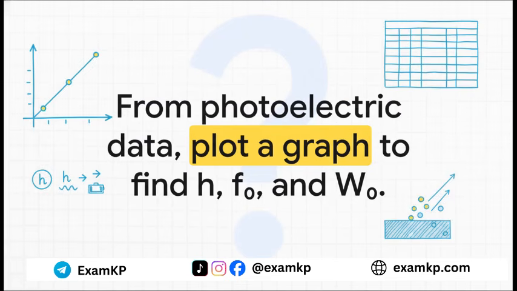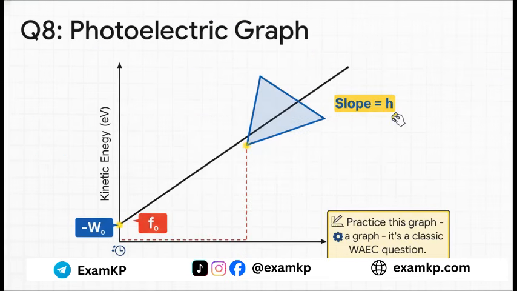You've got to plot kinetic energy on the vertical y-axis and the frequency on the horizontal x-axis. You should get a nice straight line. And once you have that line, it tells you everything. The gradient or the slope of that line, that's Planck's constant, h. Where the line hits the x-axis, that's your threshold frequency. And if you trace it back to where it hits the negative y-axis, that's your work function.